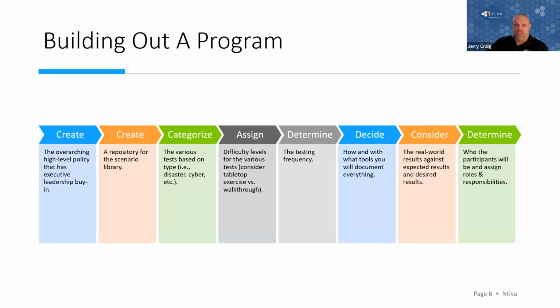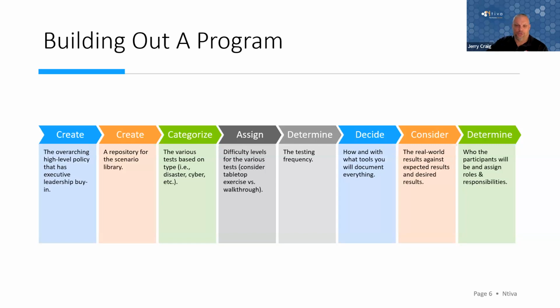At the categorize and assign stages here, you're really looking for, can I break these into different test types so I can put them into different buckets and then assign difficulty levels? And when I say difficulty levels, you want to look at it more or less from what's a simple thing that I can walk through up to the most complex.